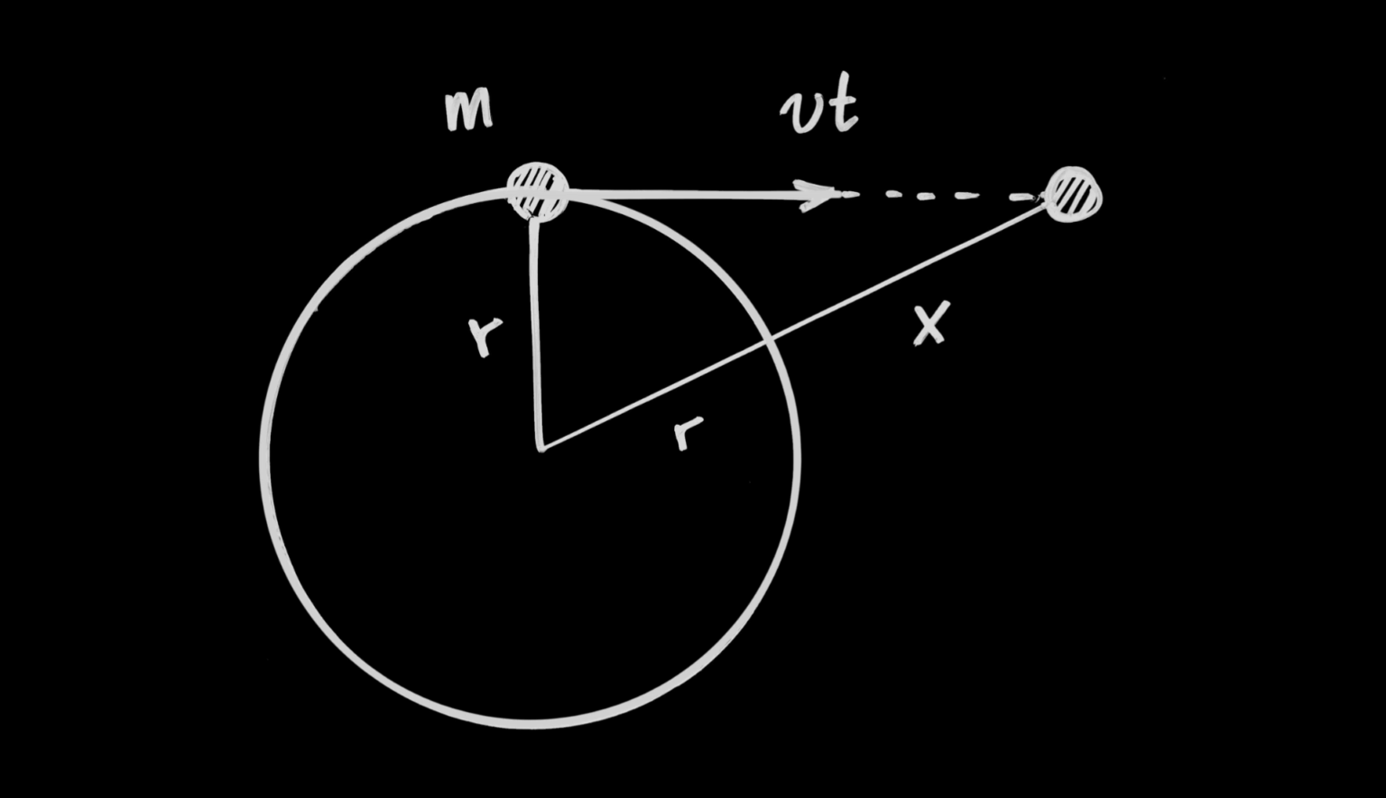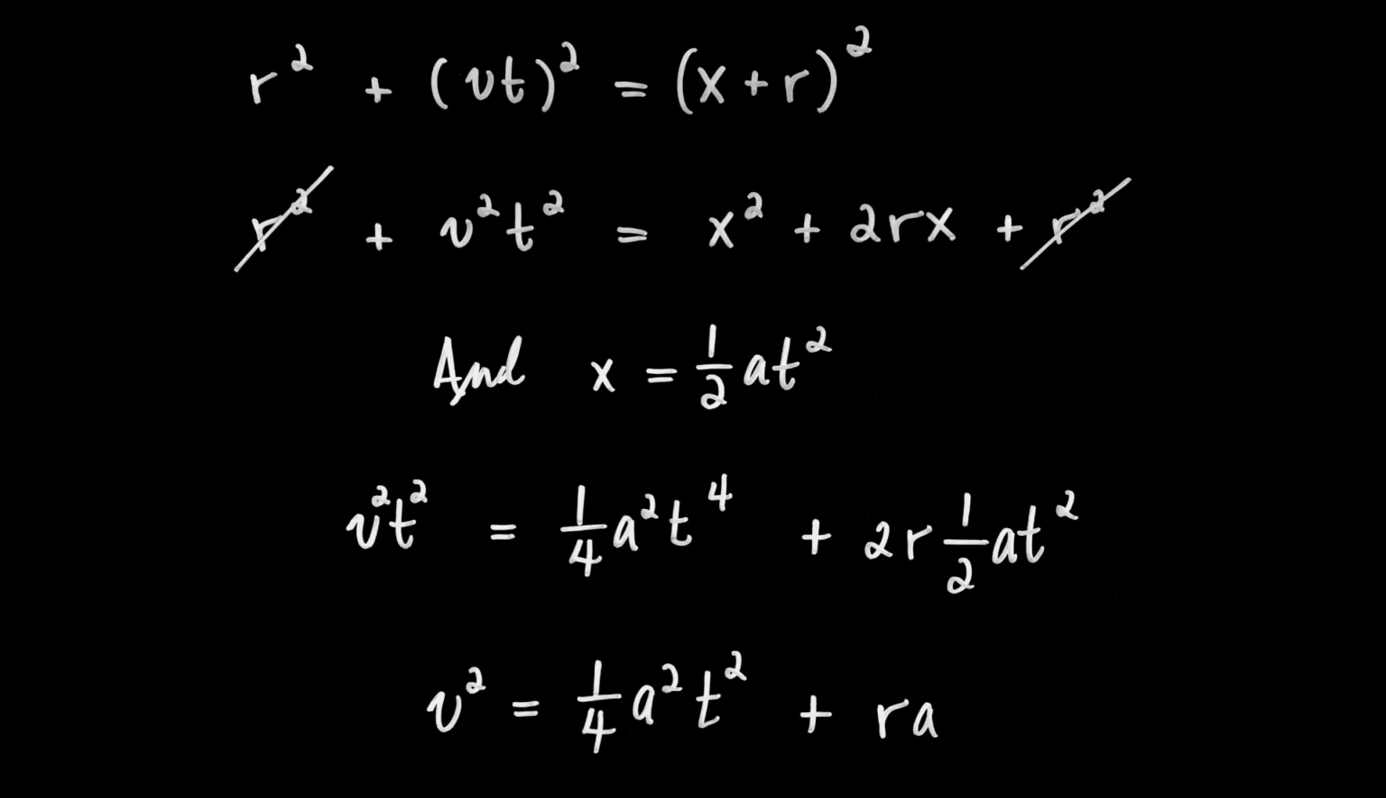So what I'm going to do is apply the Pythagorean theorem to this right triangle, such that r squared plus the quantity v times t squared is equal to x plus r, that quantity squared. That's the Pythagorean theorem applied to the right triangle that appears in my diagram. So I'm going to flesh it out a little bit.